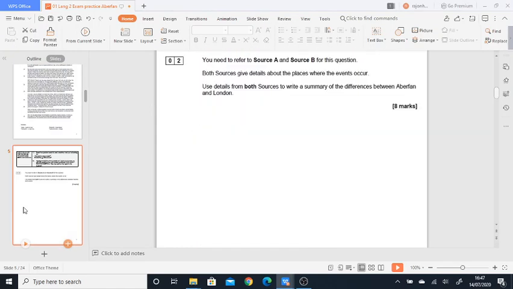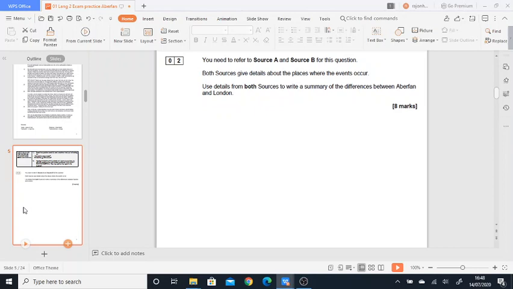It says you need to refer to source A and B for this question, so you need to look at both texts. It's not about just looking at a specific part, but having an overall idea about the writer's message and what the writer's main ideas are. So then it goes on to say both sources give details about the places where the events occur.